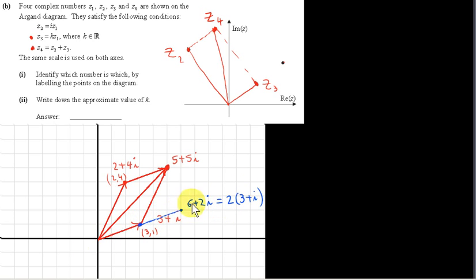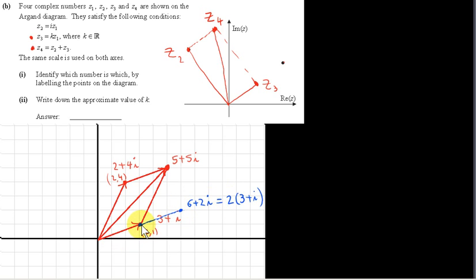It's still lying on the same line, but in this case, if we multiply by 2, we've doubled the modulus of the complex number. It's the same idea in vectors. We take a vector and multiply it by a scalar. Say in this case the scalar is 2. Then we scale up the vector 3 plus i by a factor of 2.